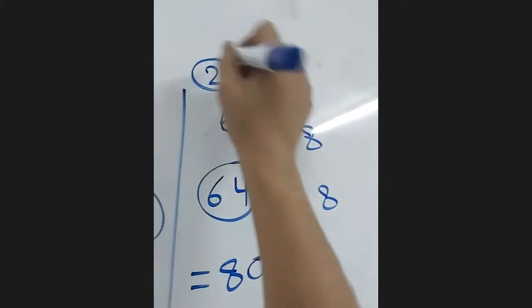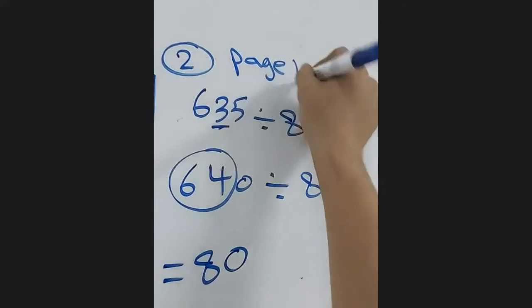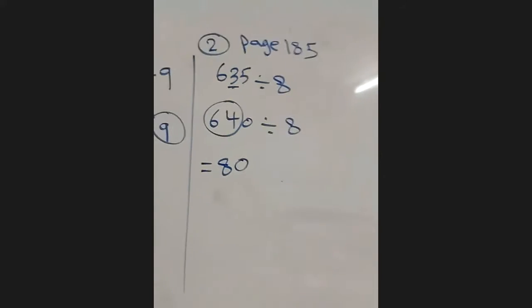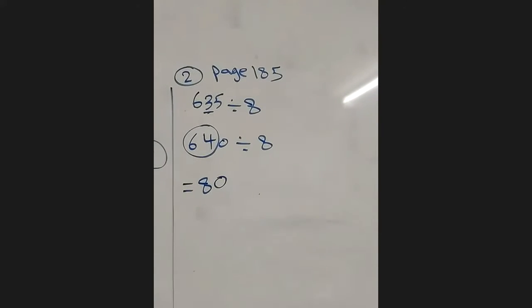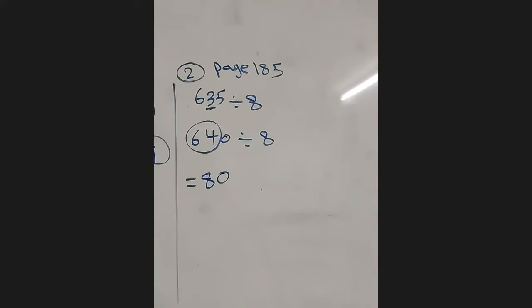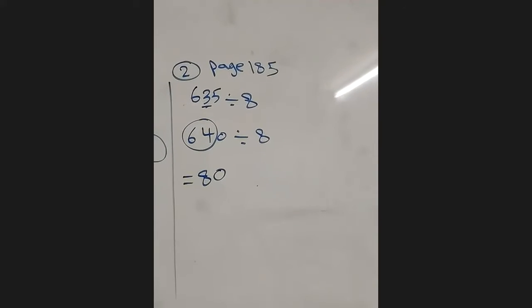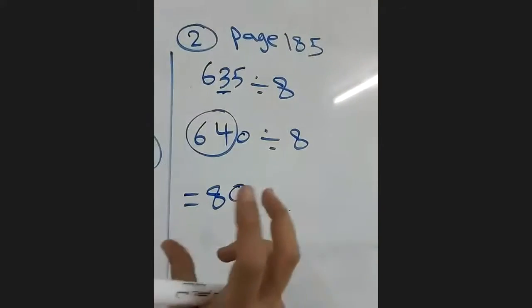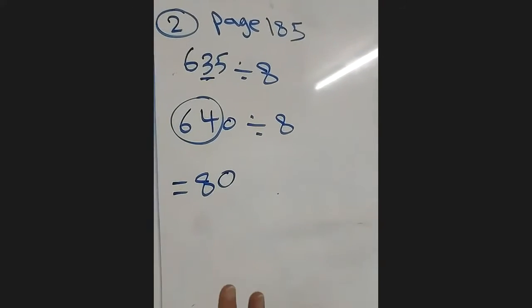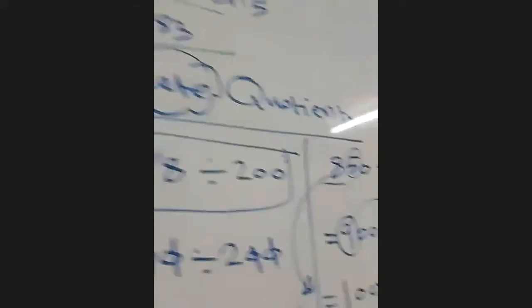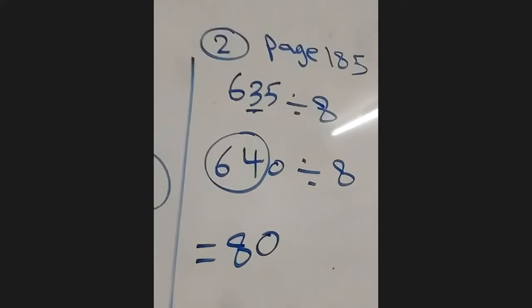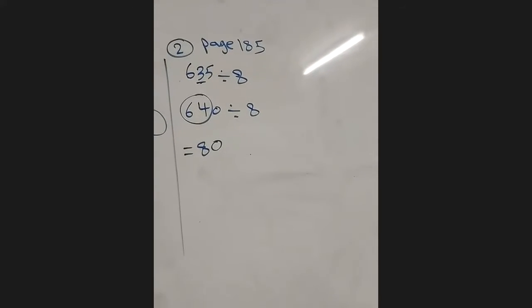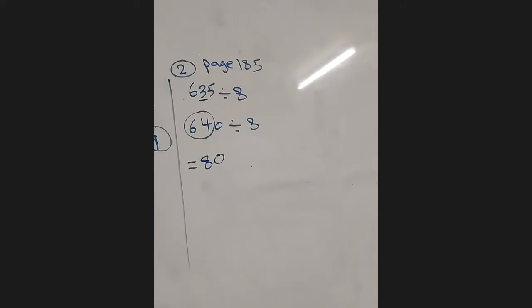This is question 2, page 185. Copy it. Who can tell me, guys, is the actual or the exact answer 80? No, it is not 80. It is around 80, near to 80. It is not 80 because we are estimating. This is question 2. Do it, guys, in your book. We are on page 185, question 2.